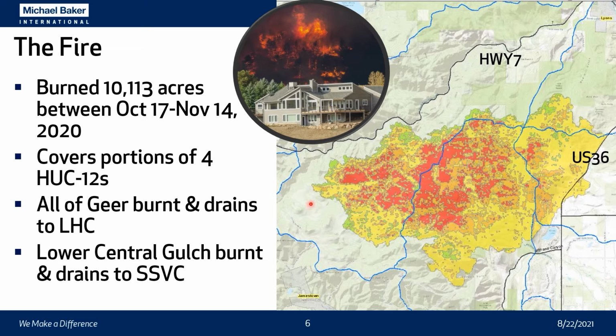And so what we did is we looked at structures along St. Vrain and along Left Hand Canyon, all the way down to Nimbus Road, and St. Vrain all the way to US 36.